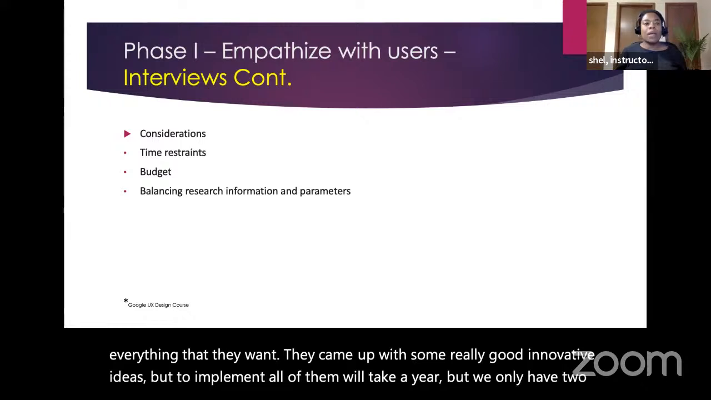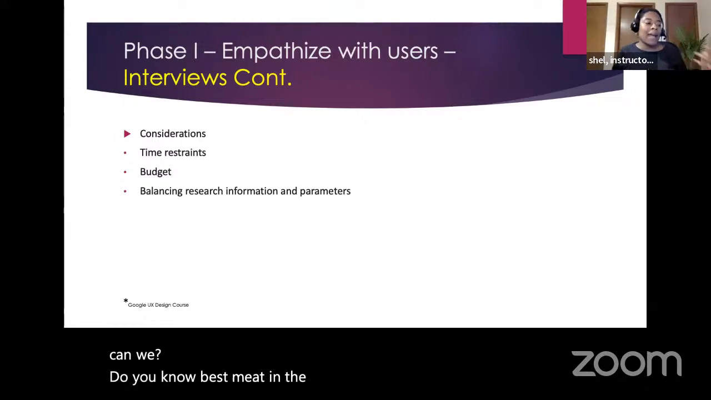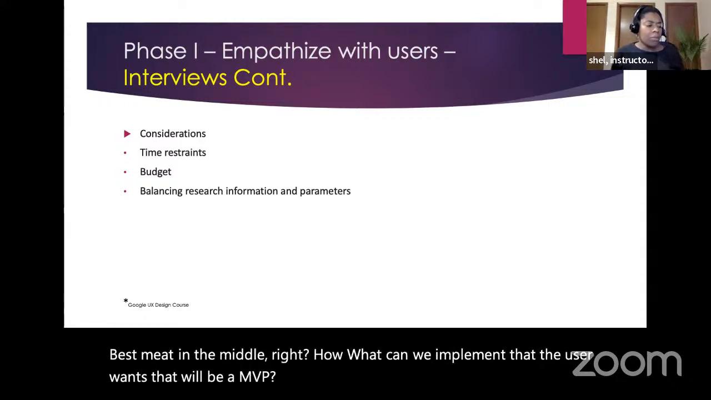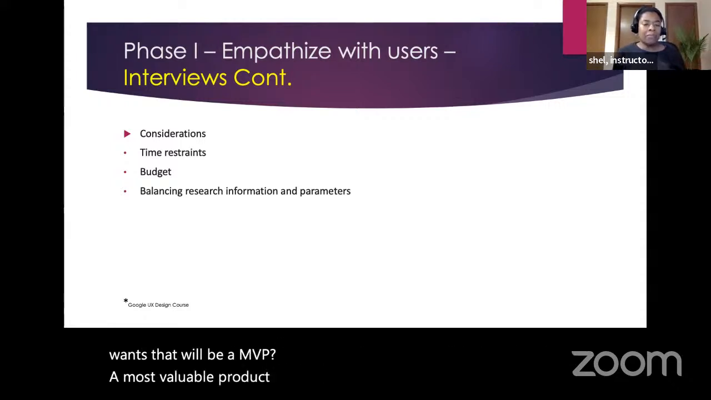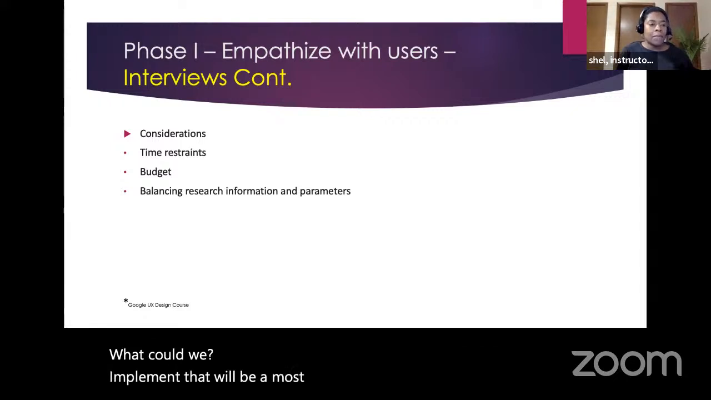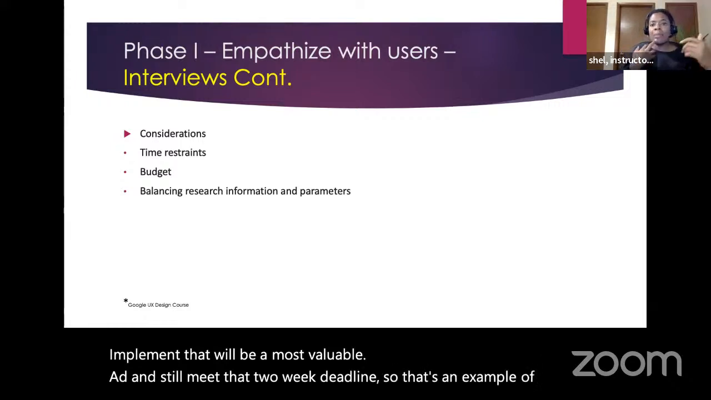So how can we best meet in the middle? What can we implement that the user wants that will be an MVP, a most valuable product, or an MVA, a most valuable add? What could we implement that would be a most valuable add and still meet that 2-week deadline? So that's an example of balancing research information and parameters.